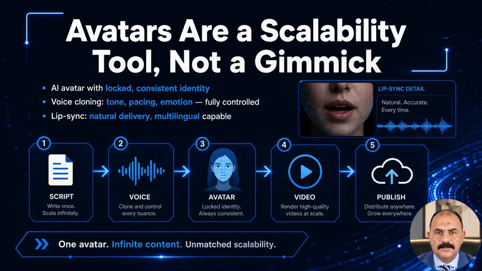Slide 9. Avatars are not a gimmick. They're a scalability tool. When you build an AI avatar with a consistent identity, you can produce presenter-led content without being on camera every time. The right way starts with a detailed avatar specification: appearance, voice characteristics, speaking style, and emotional range, then voice cloning. Train a model on your voice or a professional voice actor, control tone, pacing, and emotion, then lip sync.